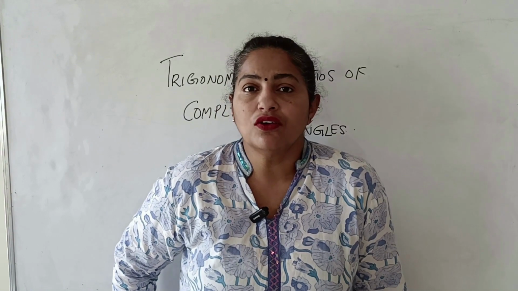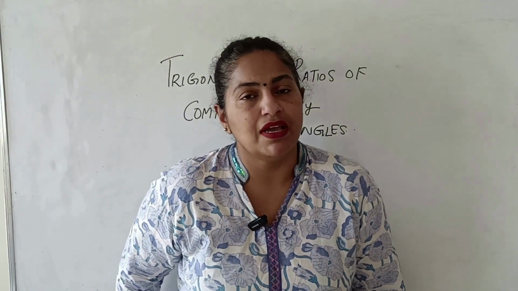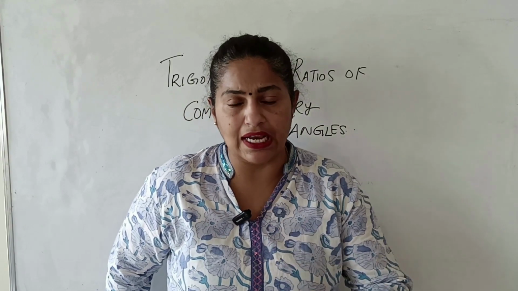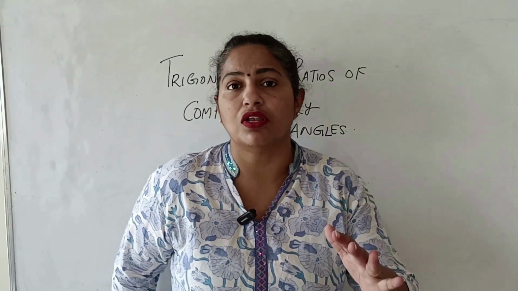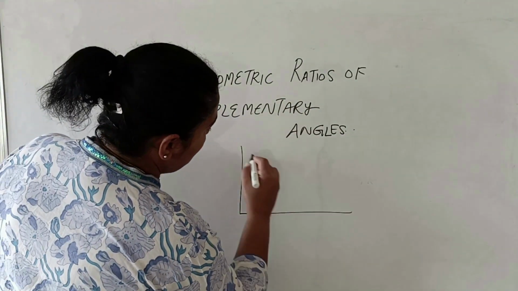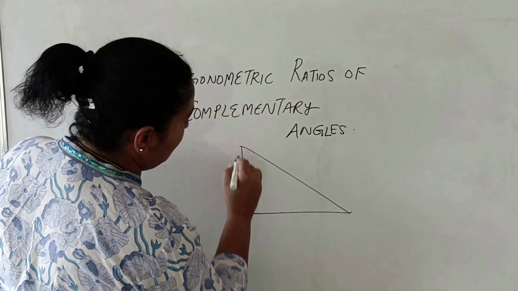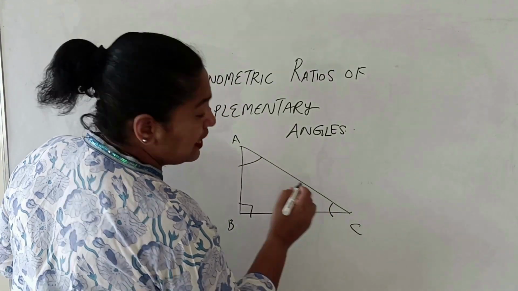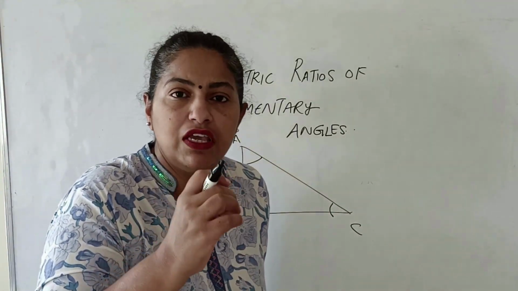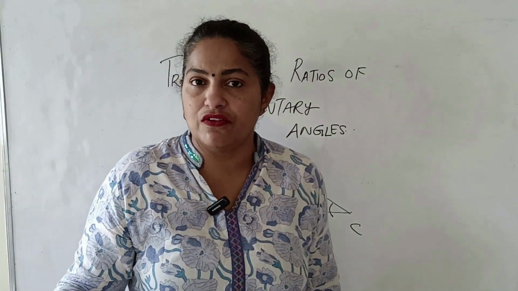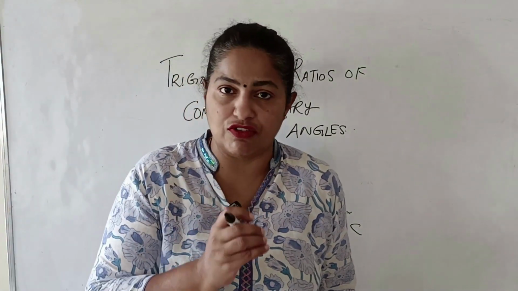Now, what are complementary angles? Complementary angles are those angles that add up to 90 degrees. So if you have two angles and they add up to 90 degrees, we call them complementary angles. In a right angle triangle, we already have an angle that is 90 degrees, which means that the remaining two angles, A and C, add up to 90 degrees. We call A and C complementary angles. A is complementary to C and C is complementary to A.